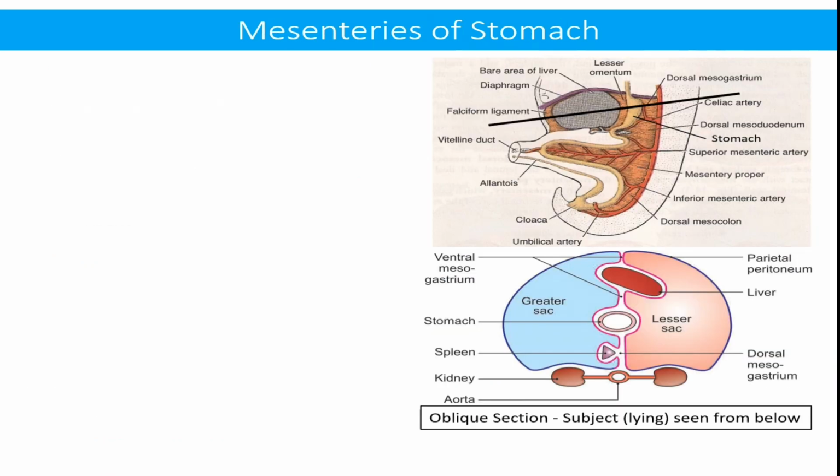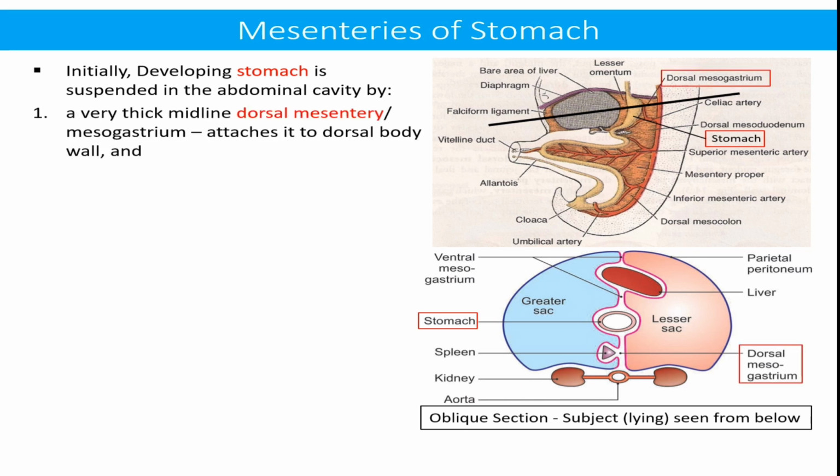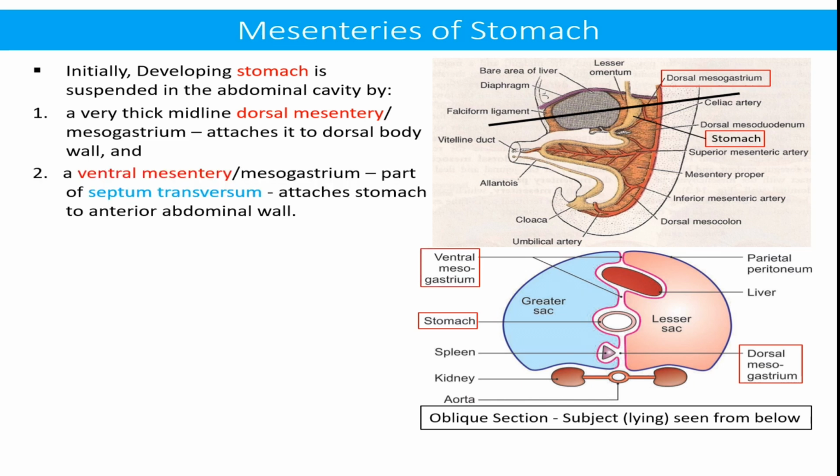Now, let us discuss the mesenteries of the stomach. Initially, the developing stomach is suspended in the abdominal cavity by: number one, a very thick dorsal mesentery or mesogastrium, which attaches the stomach to the dorsal body wall. And number two, a ventral mesentery or mesogastrium, which is a part of the septum transversum and attaches the stomach to the anterior abdominal wall.